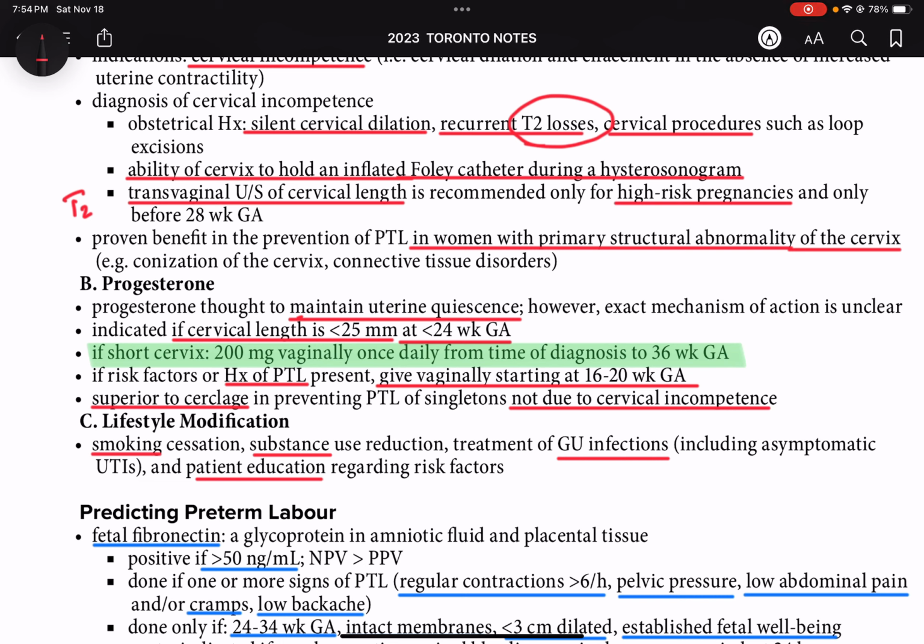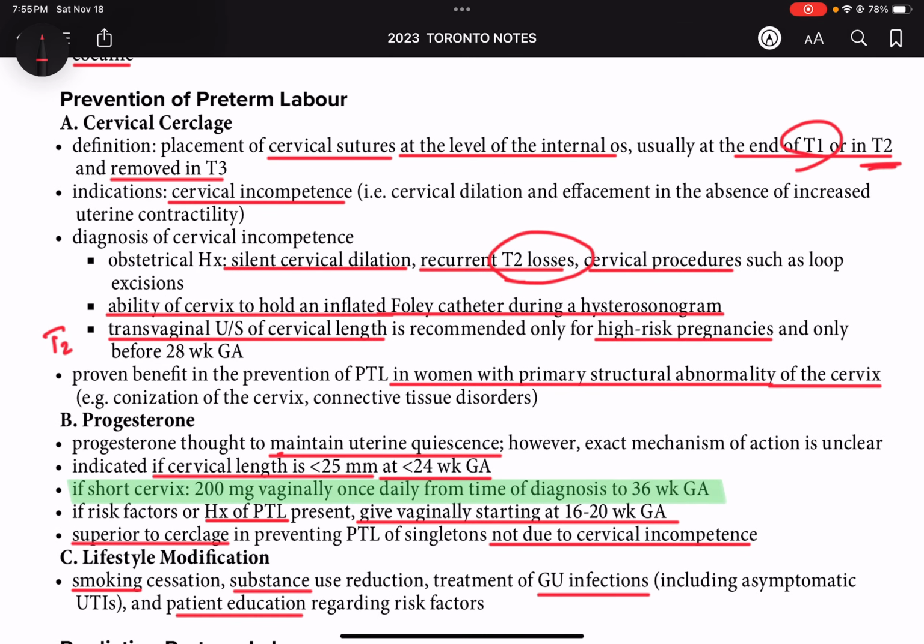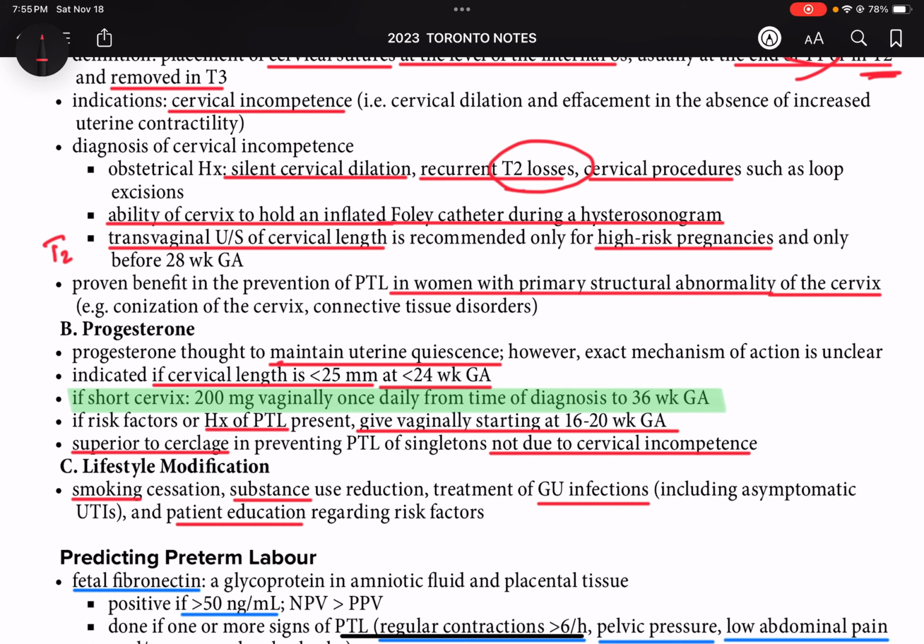So if cervical length is less than 25 millimeters, which is 2.5 centimeters, we said less than 3 centimeters would be bad. So if it is less than 25 millimeters and we are checking it at around 24 weeks of gestation, then we have to give progesterone. A short cervix wouldn't benefit from cervical cerclage, because it's not about holding, it is just short.